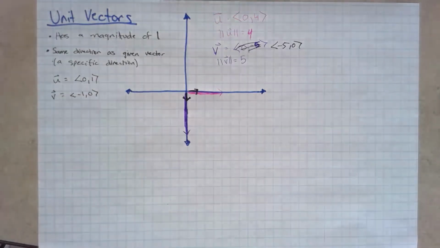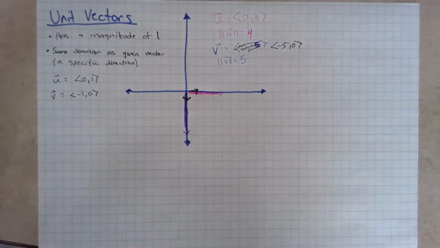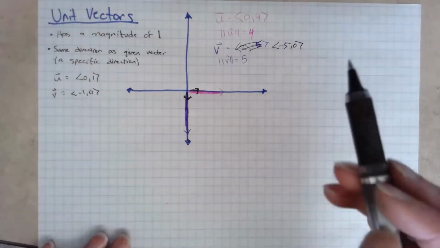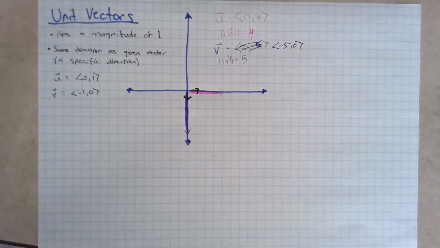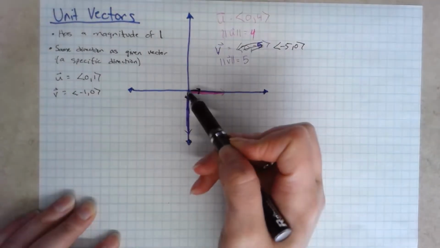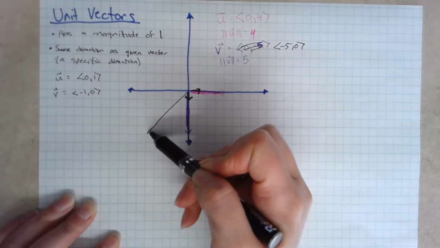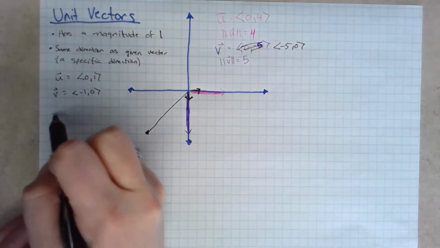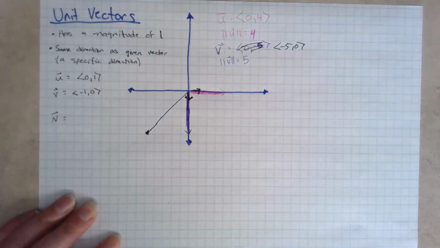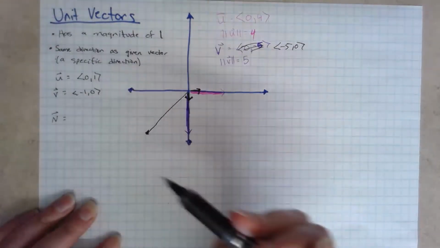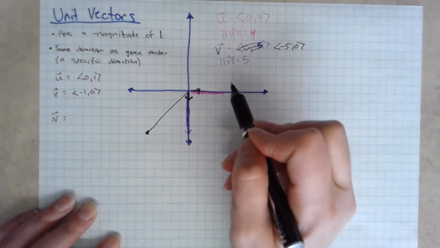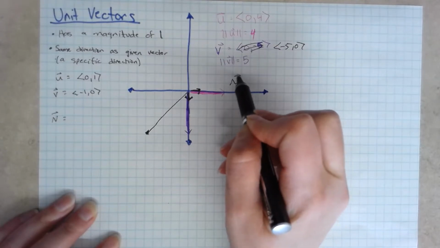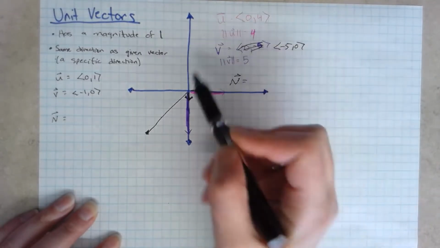Okay, so let's deal with one a little bit more complicated. I know after that last blunder you're like, oh no, more complicated, this is not a good idea. We can do it. Let's say we have this vector right here. I'm going to call it vector n. u and v are the most commonly used, but I'm going to use n because I've already used u and v, and I'm going to put it over here.